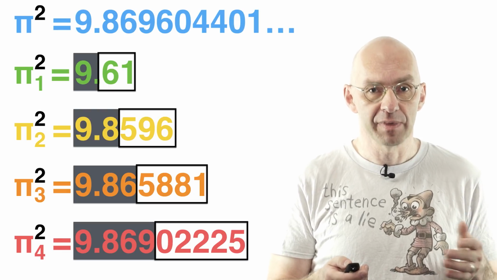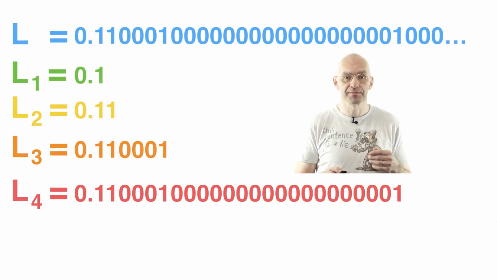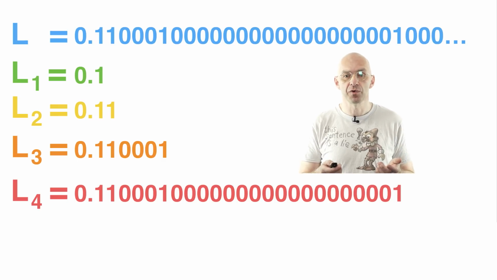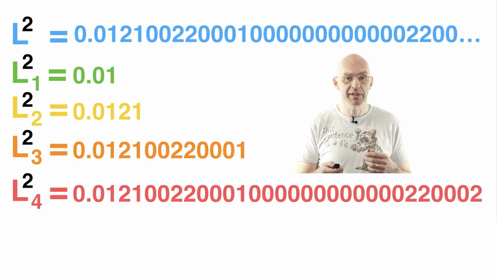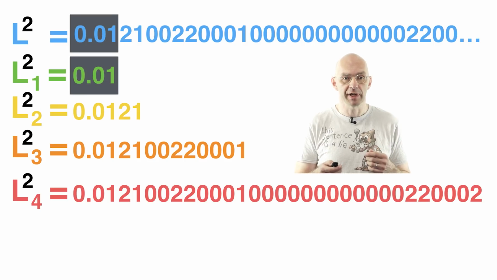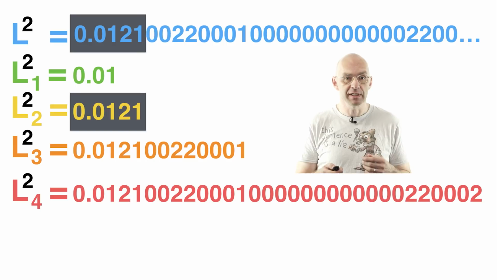Liouville's number L behaves quite differently in this respect. But to start with, the only distinguishable truncations are those that cut off after the ones. And these are the first 4 of these truncations of L. Now squaring gives these numbers here, and in contrast to what we had before, all the digits of the square truncations seem to be correct. And looks are not deceiving.